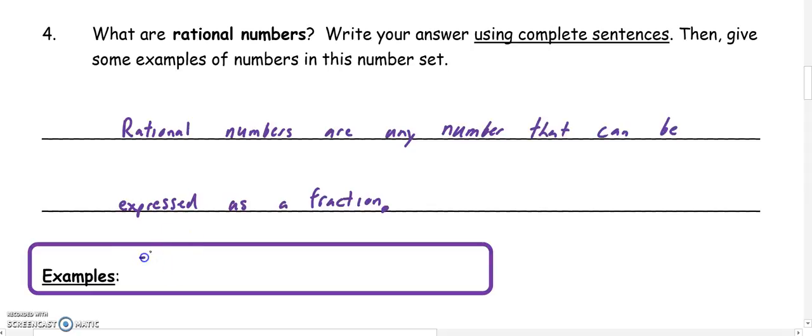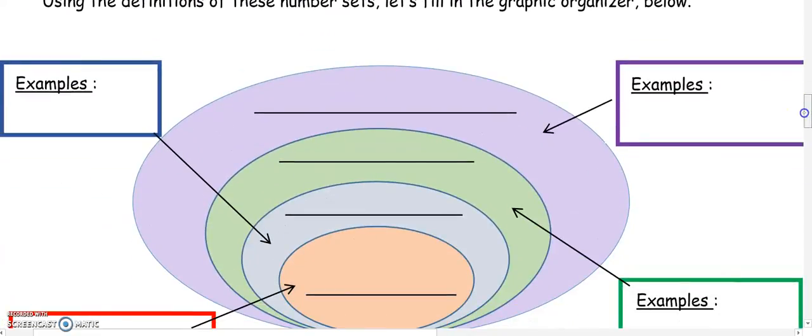So we could have something like -7/3, something like -2.17, -3, 0, 6, 9.7, 1/4. Those are all examples of rational numbers because they can be rewritten as a fraction. So even a whole number like 6, remember, it can be written as a fraction because we could put it as 6/1.